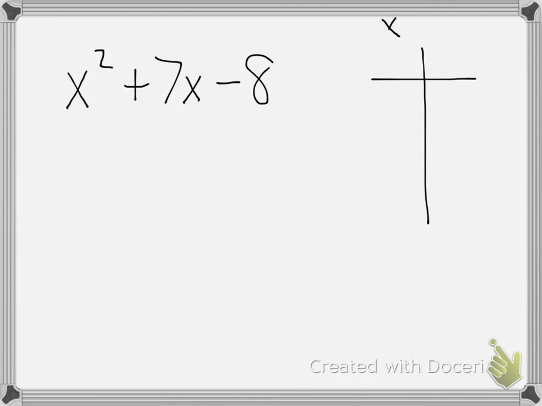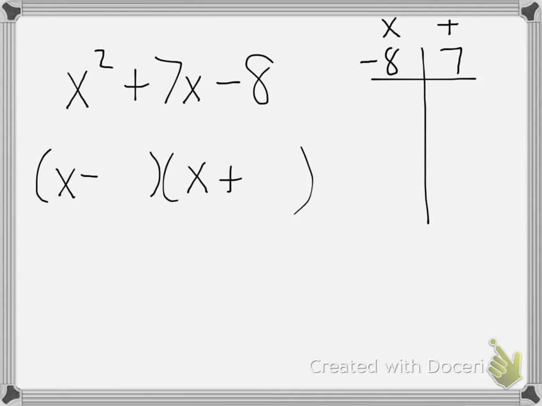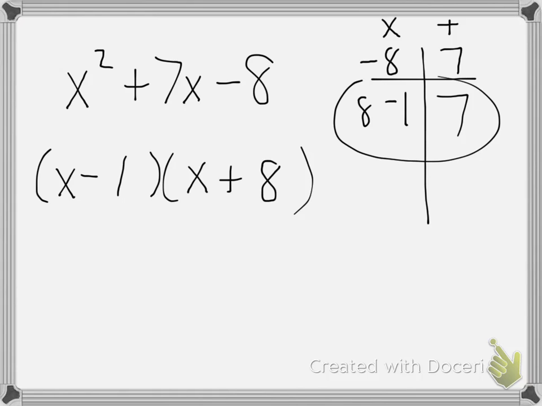So why don't you try this one? X squared plus 7x minus 8. So I'm looking for something that multiplies to -8, but adds to 7. So I know one of them is negative and one of them is positive. Things that multiply to 8 are 8 and 1. If I put the negative on the 1, then that's going to make 7. Sometimes you get there on the first try. So 1 and 8.